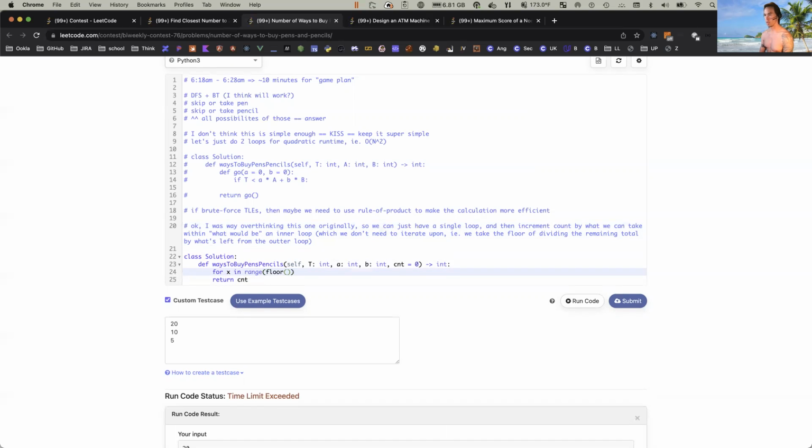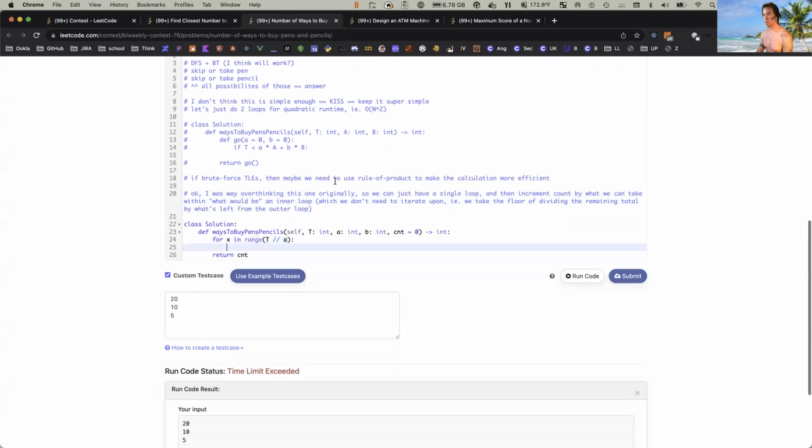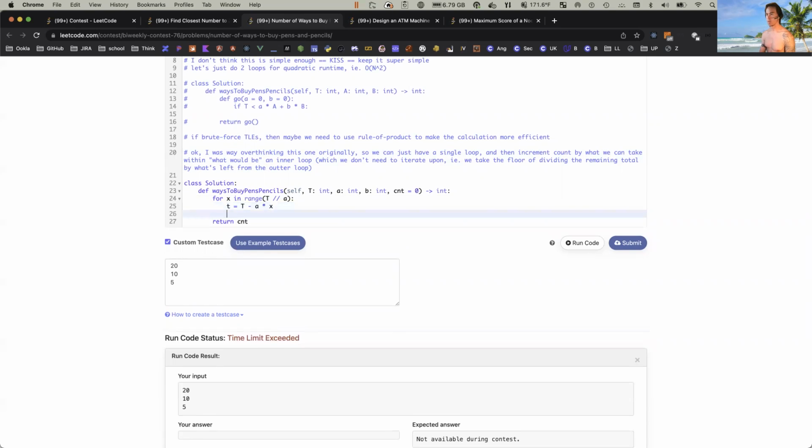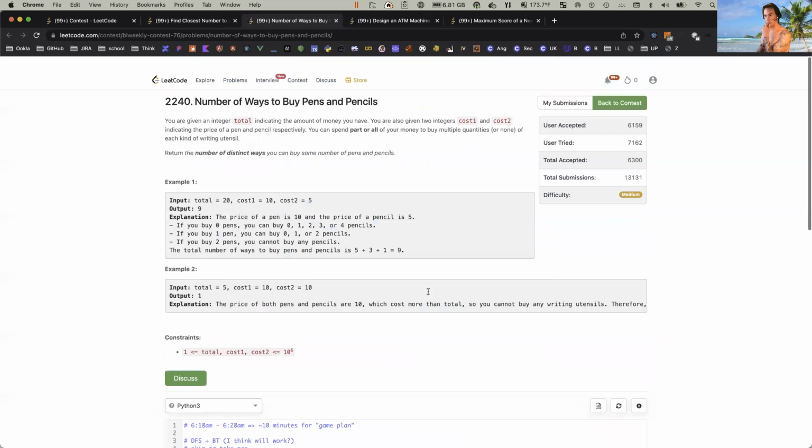Okay, so for x in range, how many you can take? Floor will be total evenly divided by a. T equals t minus a times x amount of a's that we'll take. And then inside of that, we can take how many b's. So count plus equals how many b's we can take remaining of that, t divided by b. I think that works. 6, nope, that's not working.